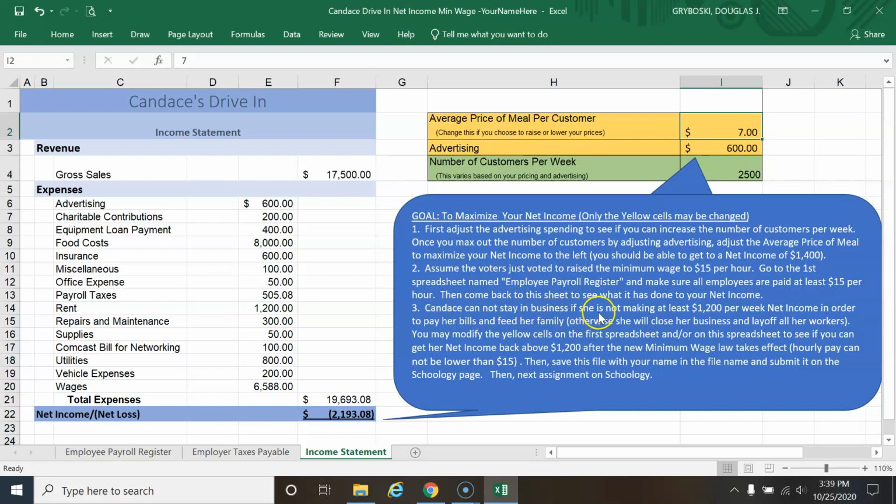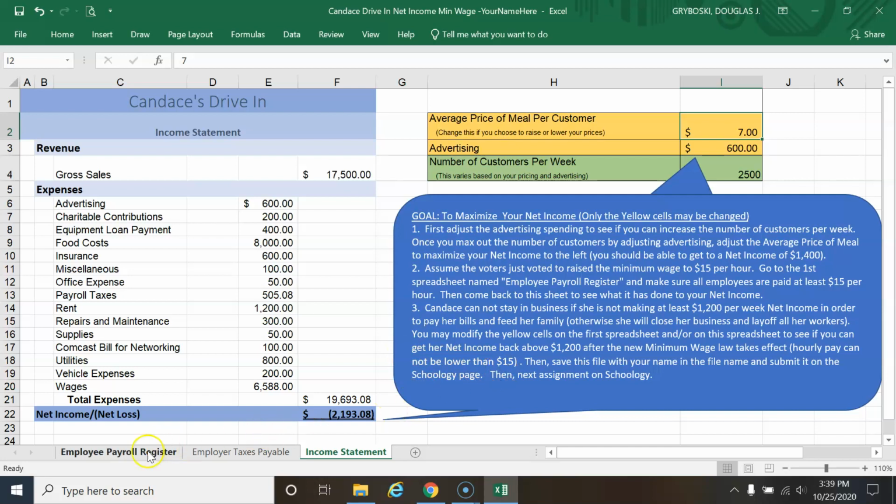Candace cannot stay in business if she's not making at least $1,200 per week net income in order to pay her bills and feed her family. Otherwise, she'll close her business and lay off all her workers. You may modify the yellow cells on the first spreadsheet and or on this spreadsheet to see if you can get her net income back above $1,200 after the new minimum wage law takes effect. So just a reminder, it has to be at least $15. So you can't adjust those lower than $15.